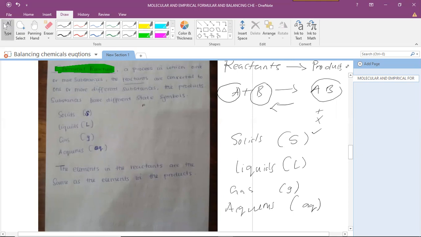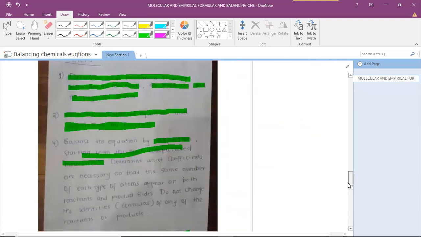And this is what I was saying. Okay, there we are. Let me use paper. The elements in the reactants are exactly the same as the elements in the products. This is something that's extremely important. Let's see how we can apply that.